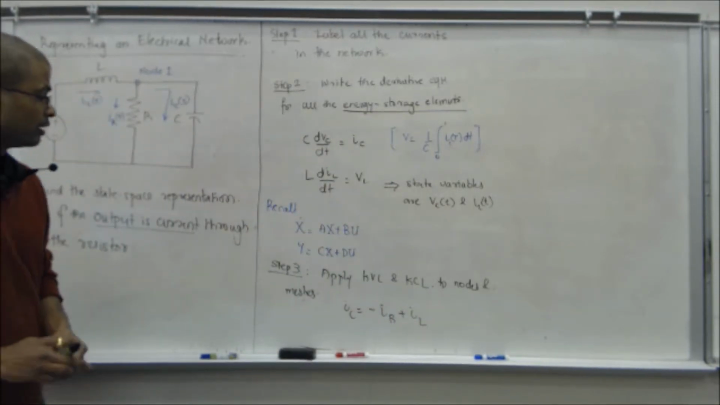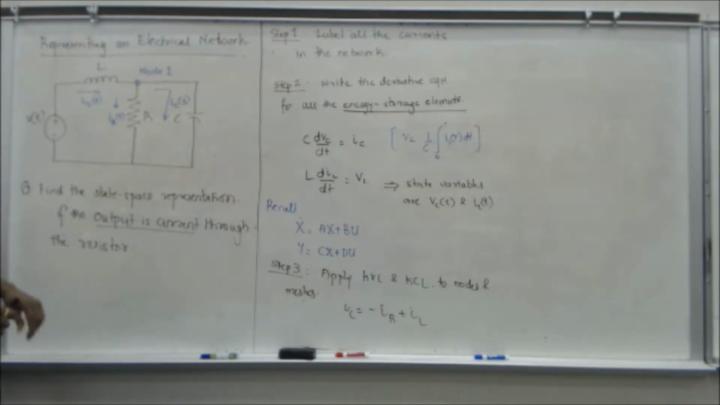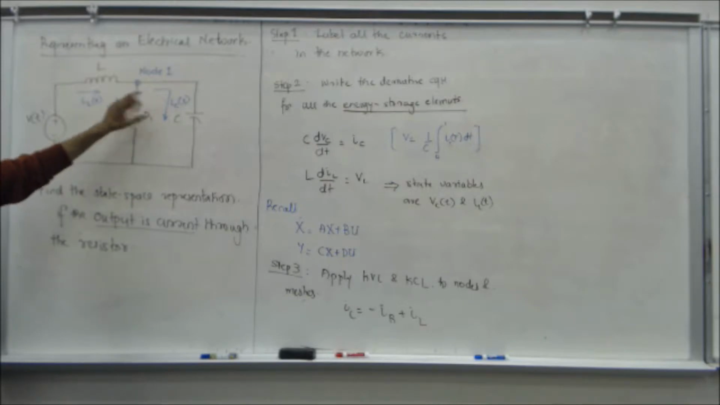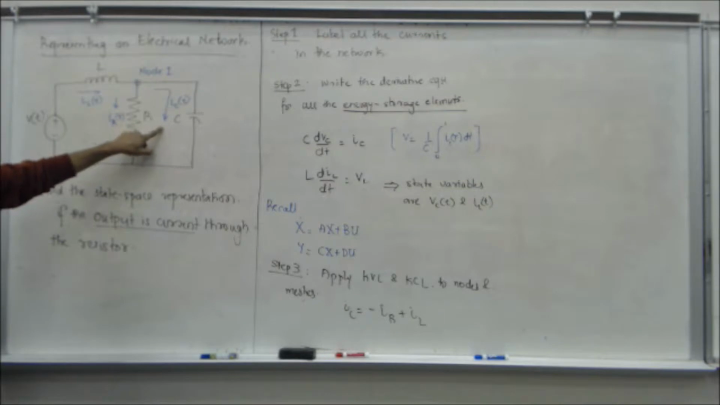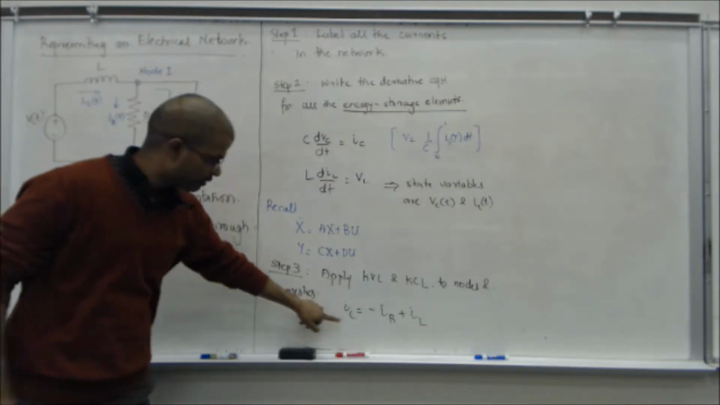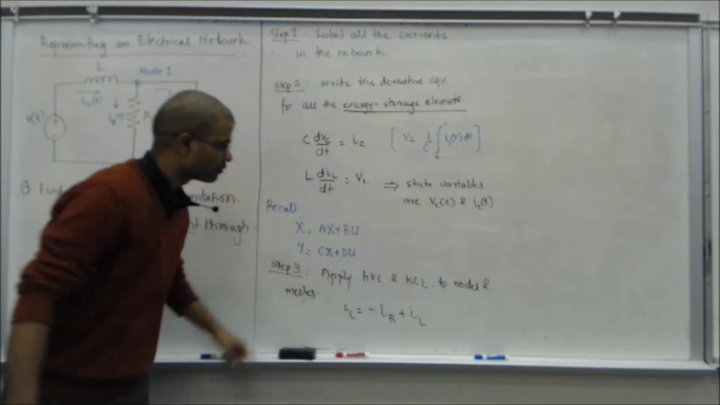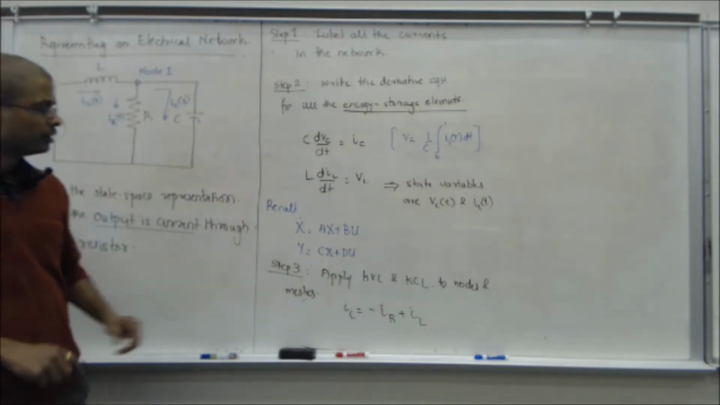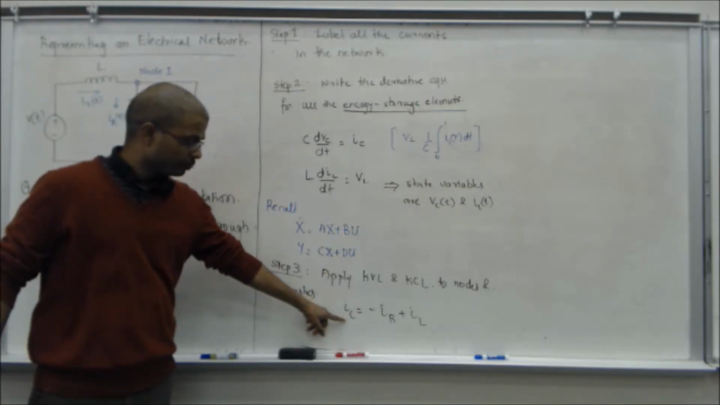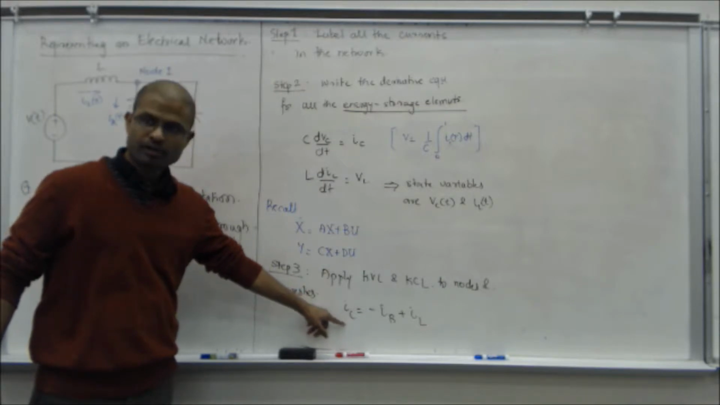Okay. So the current flowing, you can see this, right? If you look at node 1, current flowing in would be equal to IR plus IC. The current flowing through IL is equal to IR plus IC, or IC is equal to minus IR plus IL. Do you see why we are doing this?